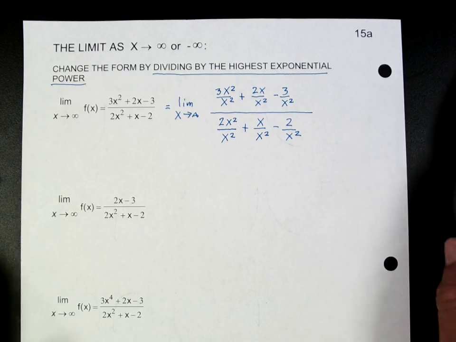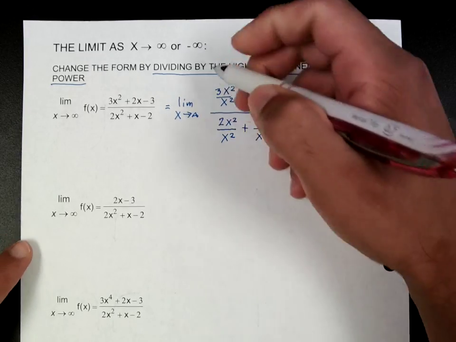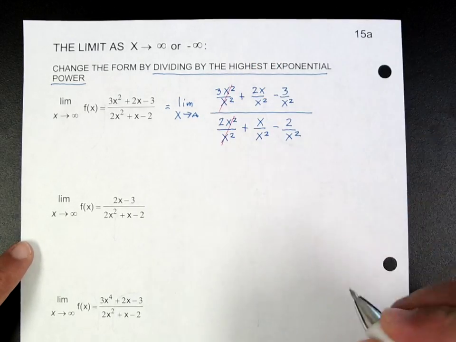Now, here's the idea. Notice that if I have x squared over x squared, that's going to cancel. That's just going to be 1, and that's going to be 1. That's not a problem.